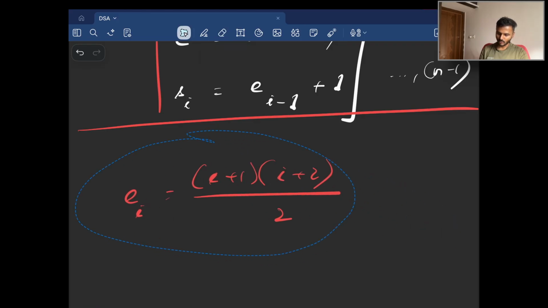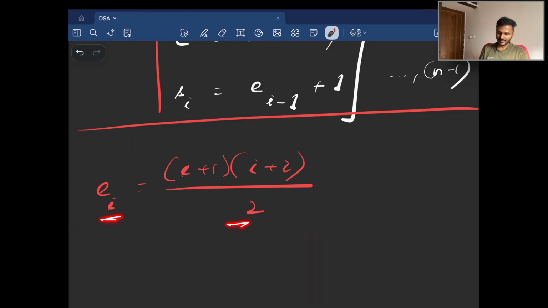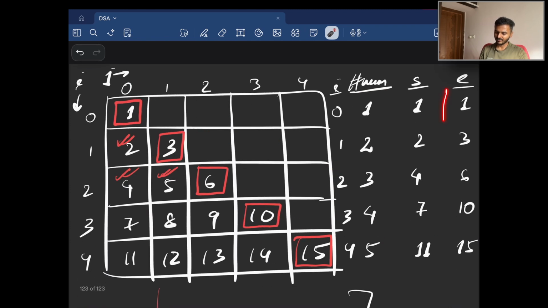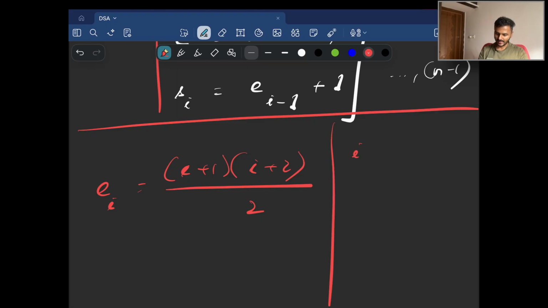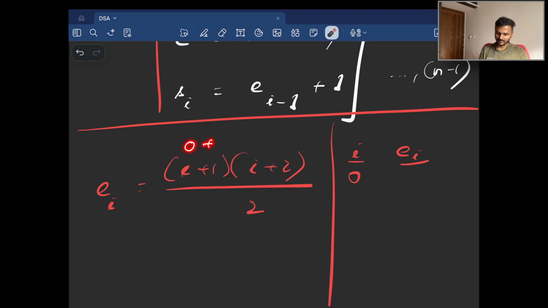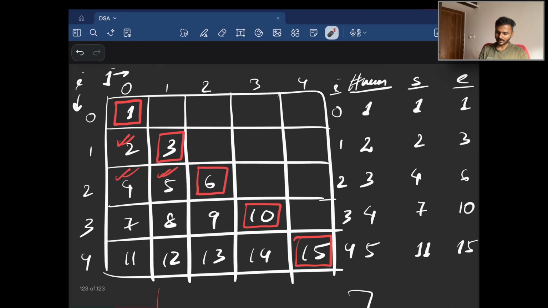So given that we know how to find the end value on any row I, let us quickly substitute a few values of I and see that what we get from here is the same as what we got over here, right? So if I take I as 0, what will the value of EI be? So this will be 0 plus 1, which is 1. This will be 0 plus 2, which is 2. So 1 multiplied by 2 is 2. 2 divided by 2 is 1. So the end value is 1, right? And if I come back over here, this is what I see. The end value is 1.